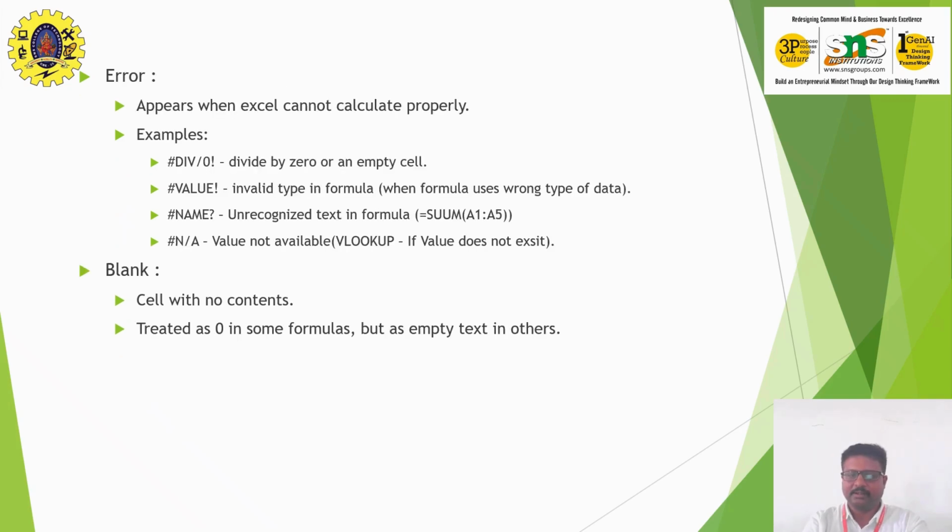Errors. Errors appear when Excel cannot calculate properly. For example, if you divide a number by 0, it will show an error value. This is because dividing by 0 or by an empty cell gives you an error value in Excel. Similarly, it will display values such as #VALUE!, #NAME?, or #N/A, which are all error data.